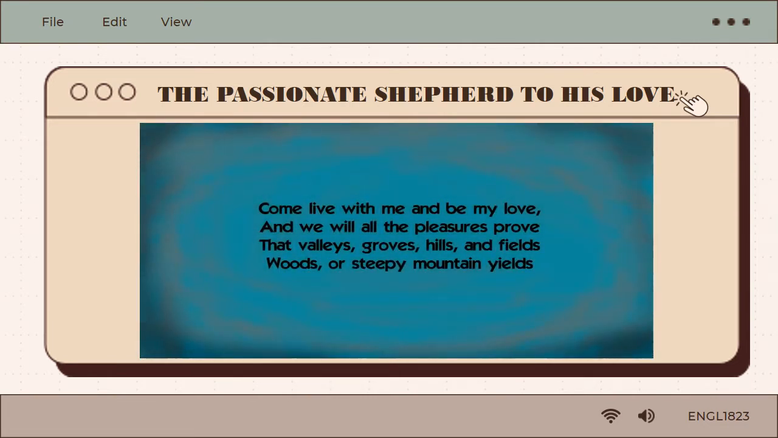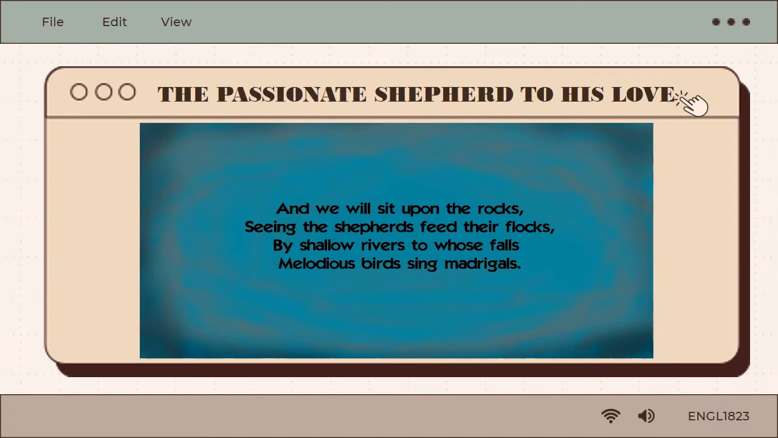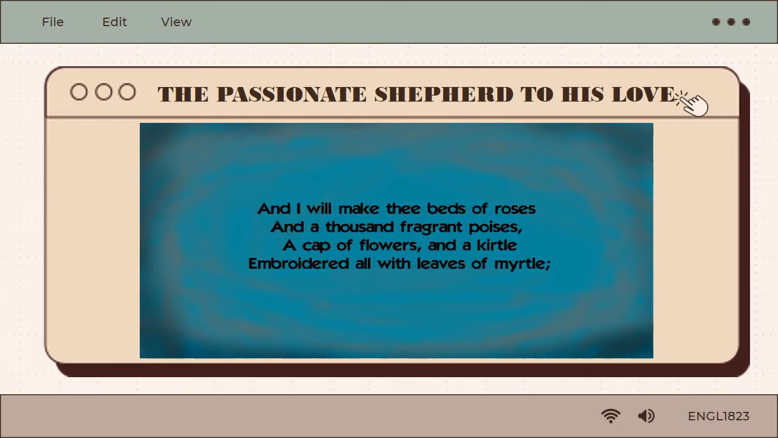Come live with me and be my love, and we will all the pleasures prove, that valleys, groves, hills, and fields, woods or steepy mountain yields, and we will sit upon the rocks, seeing the shepherds feed their flocks, by shallow rivers to whose falls melodious birds sing madrigals. And I will make thee beds of roses and a thousand fragrant posies, a cap of flowers and a kirtle, embroidered all with leaves of myrtle.